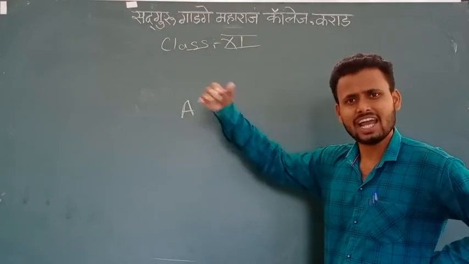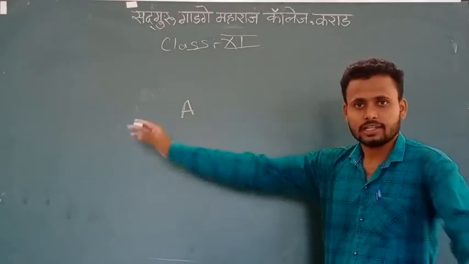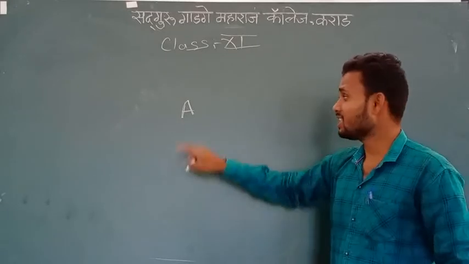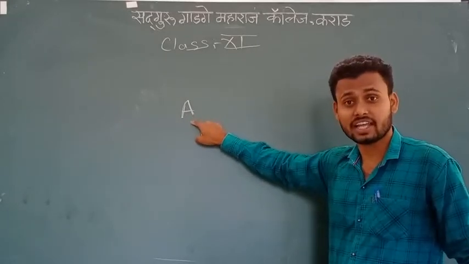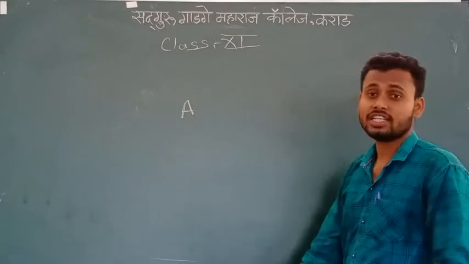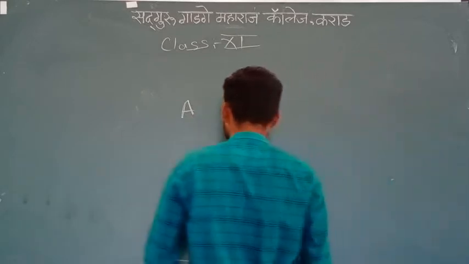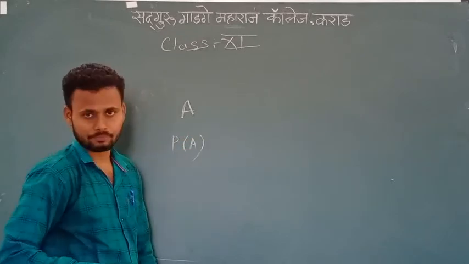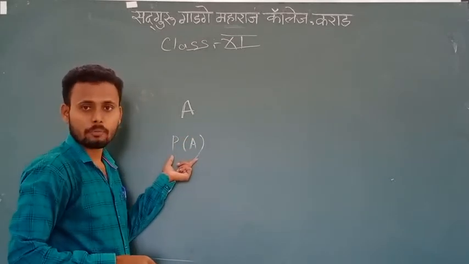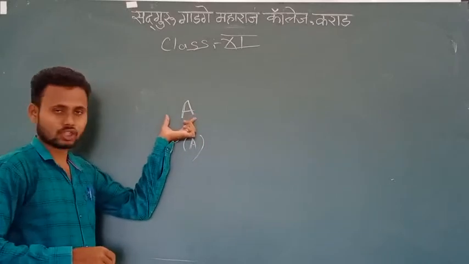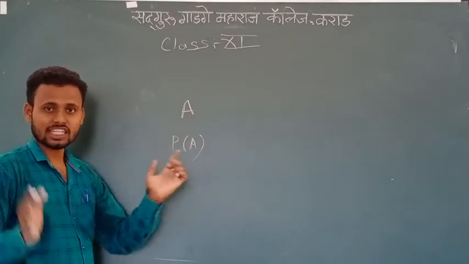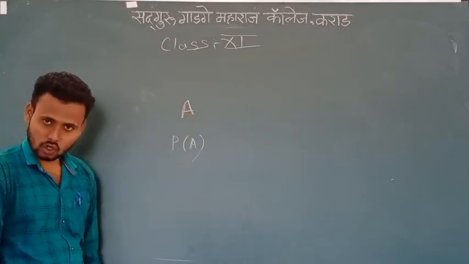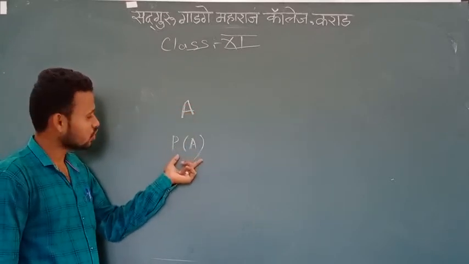Suppose A is any set. Then the collection of all the subsets of set A is called the power set of A, and it is denoted by P of A. Clear? The collection of all the subsets of a set A is called the power set of A, and it is denoted by P of A.